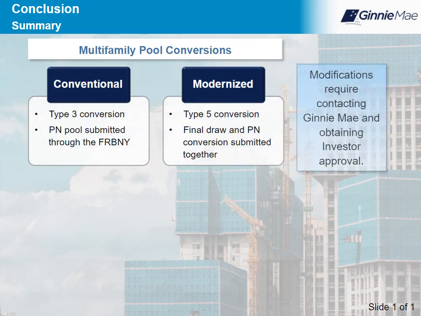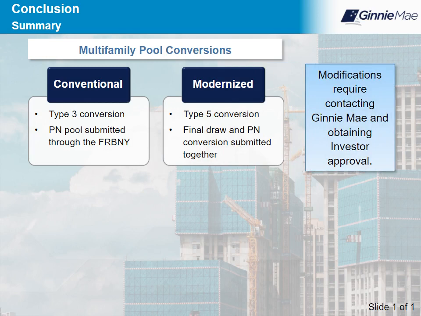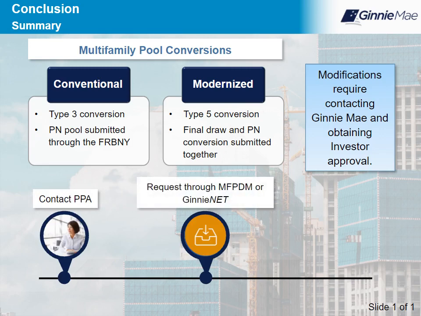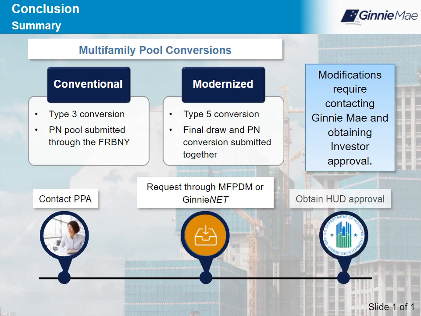You learned that for modifications, you are required to contact Ginnie Mae. Investor approval is required, and you must submit the pool manually. For an increase or decrease in the mortgage amount, you need to contact the PPA for system parameters. This can be done through MFPDM or GinnieNet for most submissions, but CL pools in GinnieNet must remain in GinnieNet. In addition, HUD's approval is required, and investor acknowledgement may be required. You should now be able to distinguish between conventional and modernized methods for multifamily pool conversions.